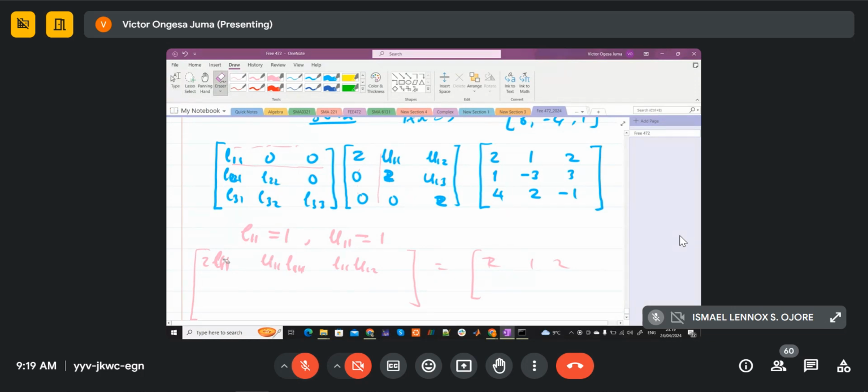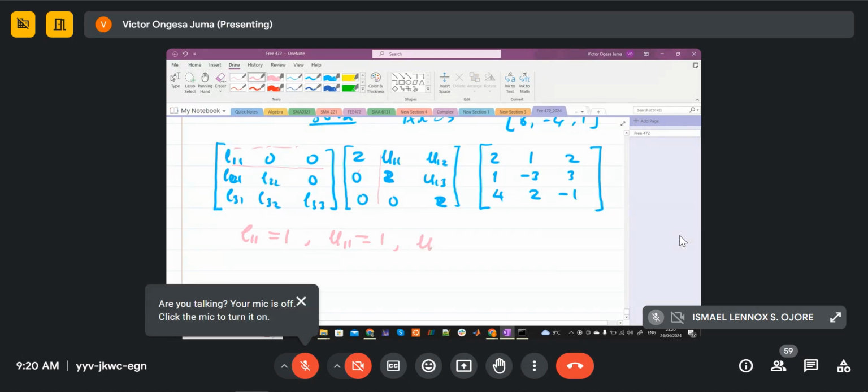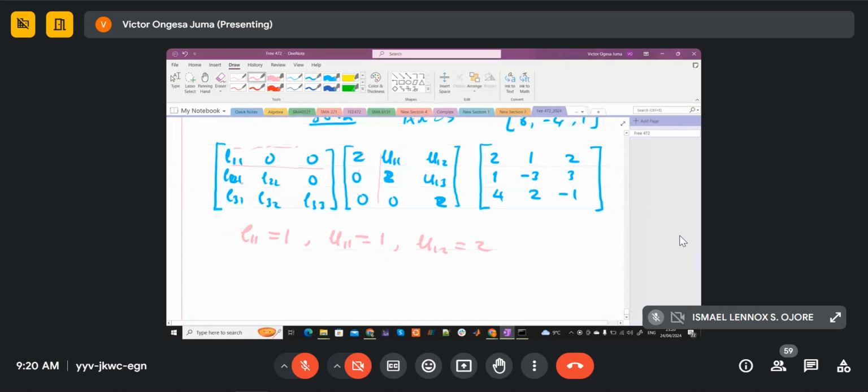So if you are okay with that one, please proceed. If you are still practicing to get a result with this, then it's better you do that. And then what is U12? Right, 2. And then we proceed. What is L21?